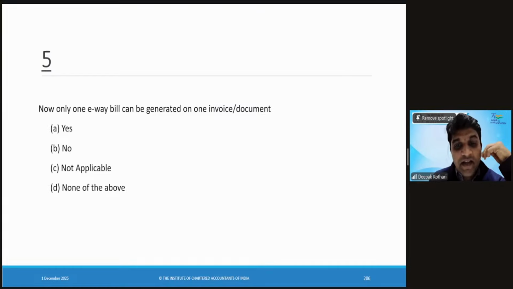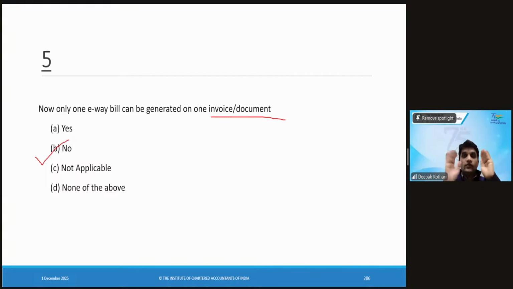People are saying yes, no. Now, can one e-waybill be generated for one invoice? No. For one invoice, you can generate multiple e-waybills, right? Say one invoice is raised and it is sent in multiple consignments. So you can generate multiple e-waybills because it is not necessary that one invoice will have only one consignment. One invoice can be broken up into various consignments.